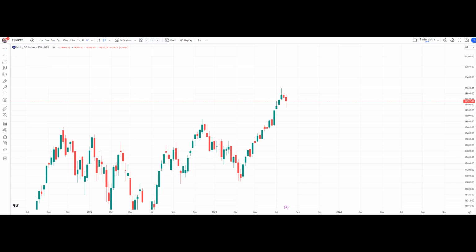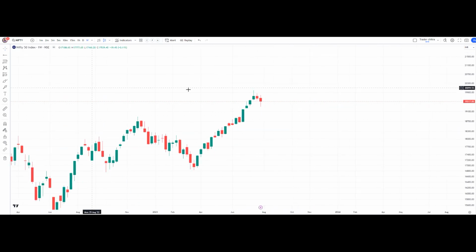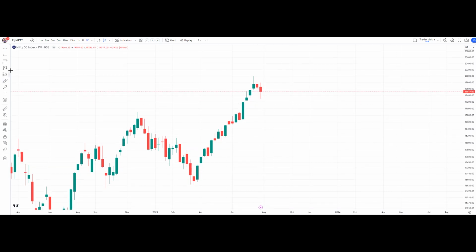Today we are going to see the Nifty and Bank Nifty analysis for Monday, that is for the 7th August. So this is the Nifty weekly chart. Here we can see that the Nifty has broken the last week's low. That is the previous week low.